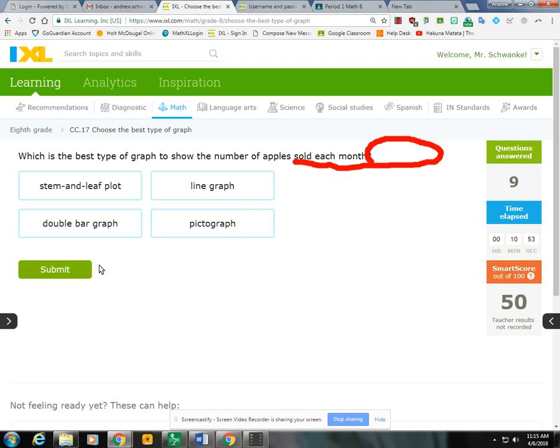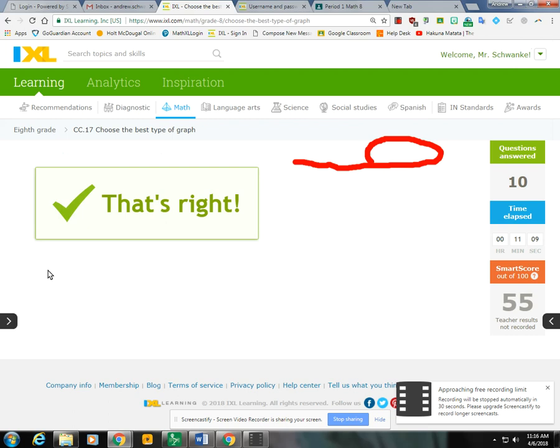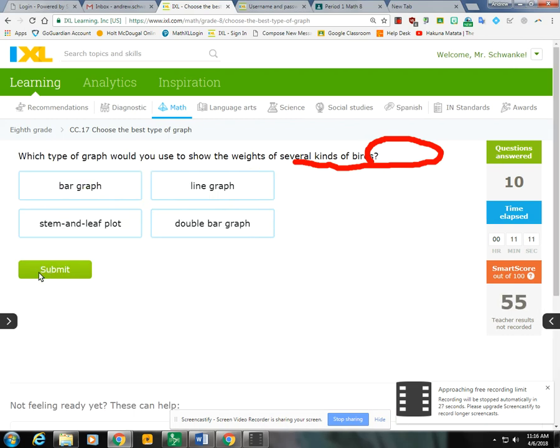Okay. How much time are we at? All right. Which is the best type of graph to show the number of apples sold each month? Line, because we have time. All right, we got about 30 seconds left.